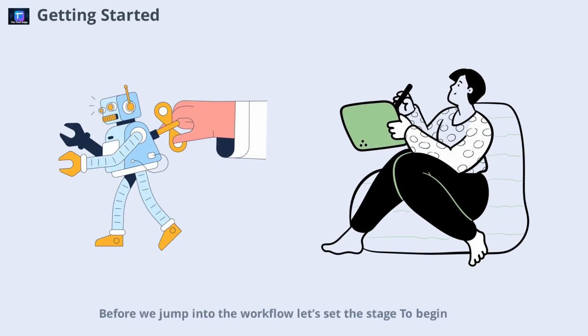Before we jump into the workflow, let's set the stage. To begin, you'll need access to both Midjourney and Nano Banana. If you're new to Nano Banana, it's worth reading up on how it works with Google AI Studio. Once you're set up, you'll be ready to pair Midjourney's image generation with Nano Banana's editing power. The process is straightforward, and you don't need to worry about complex coding. Just follow along as we break down each step.